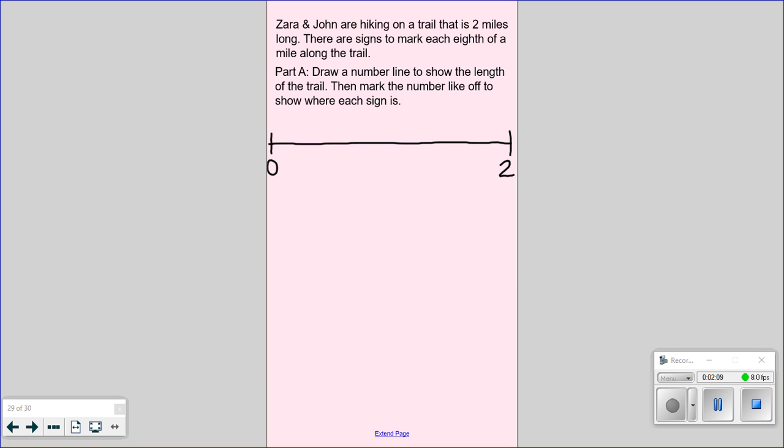Are there any other whole numbers that I know where they are on this number line? Scarlett? 1. There's a 1. 0, 1, 2. Where is the 1, Scarlett? In the middle. It is the midway point. So there's my 1. So far, so good, right, Annabella? Yeah.